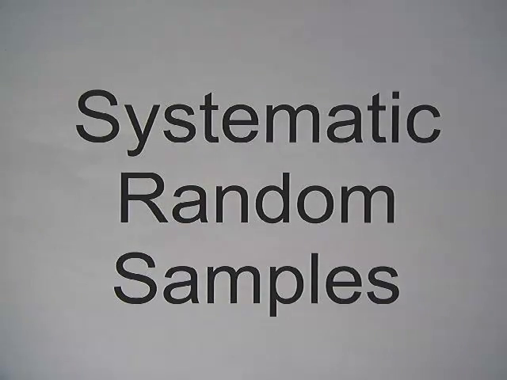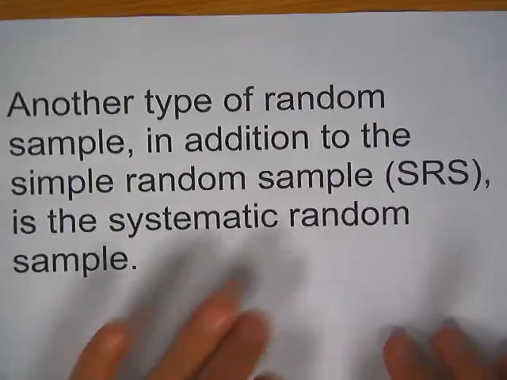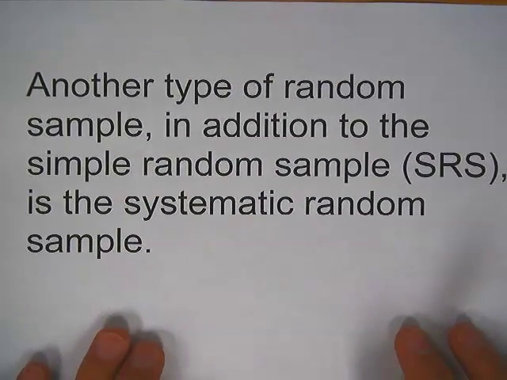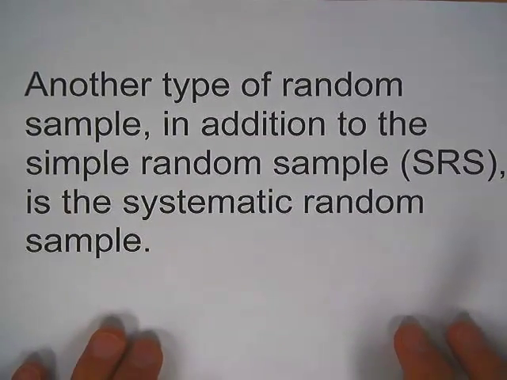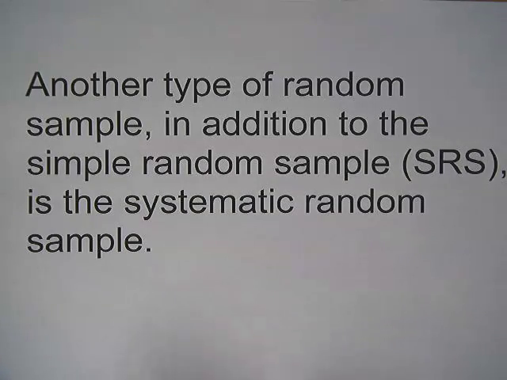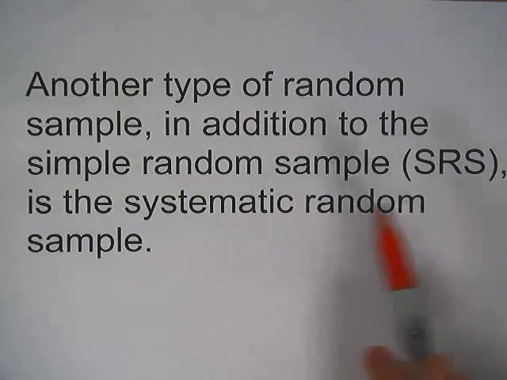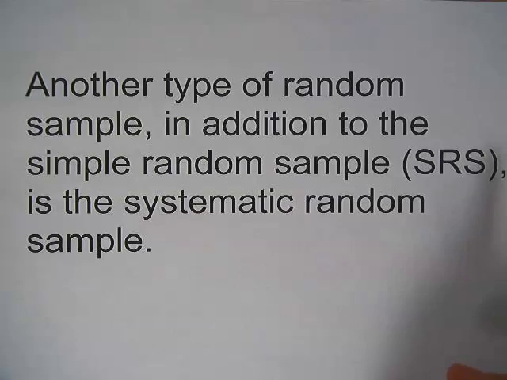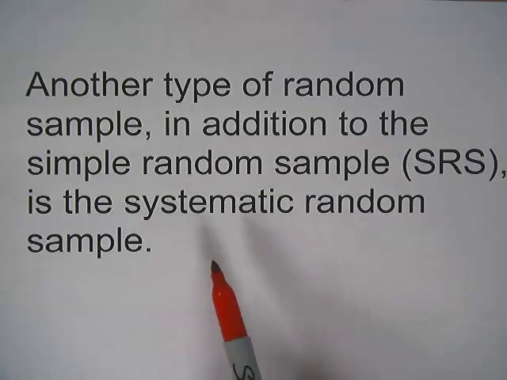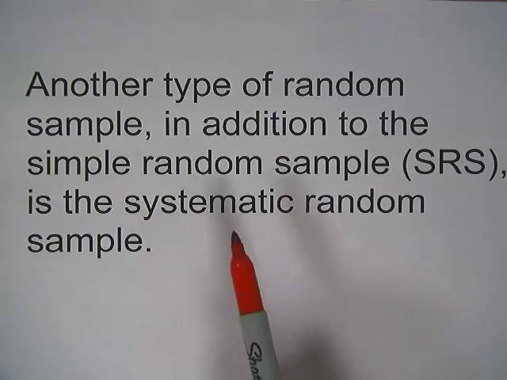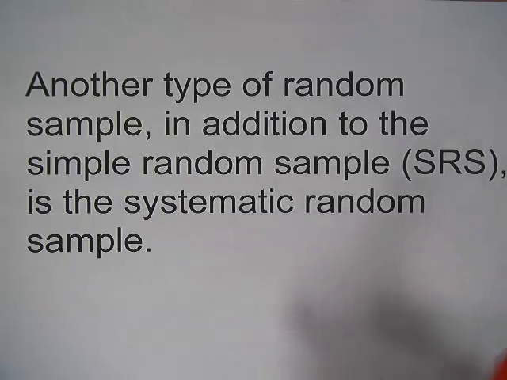This tutorial covers systematic random samples. Okay, there's a couple different ways of taking a random sample. One way is called the simple random sample, which is abbreviated SRS. Another is a systematic random sample. So we're going to concentrate on systematic random samples today.